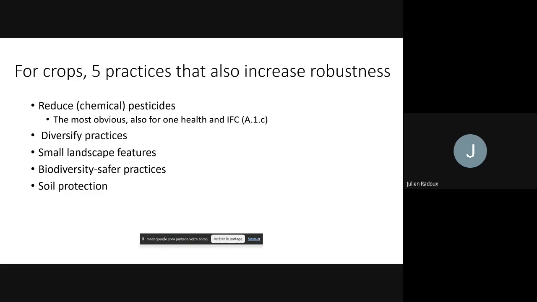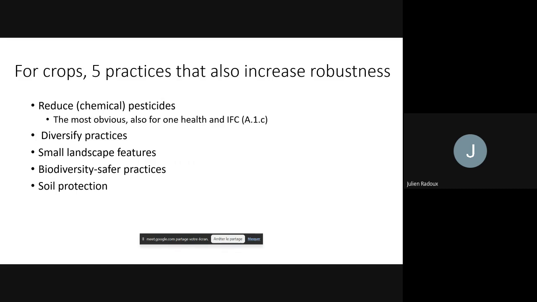So the first one is to reduce chemical pesticides. For me, it's the most obvious. It's linked with One Health, it's linked with the IFC, but strangely, it's very rarely mentioned in the nature restoration regulation, maybe because they are more looking at the outcomes. But in order to get those outcomes, it's the first and most important thing to do.